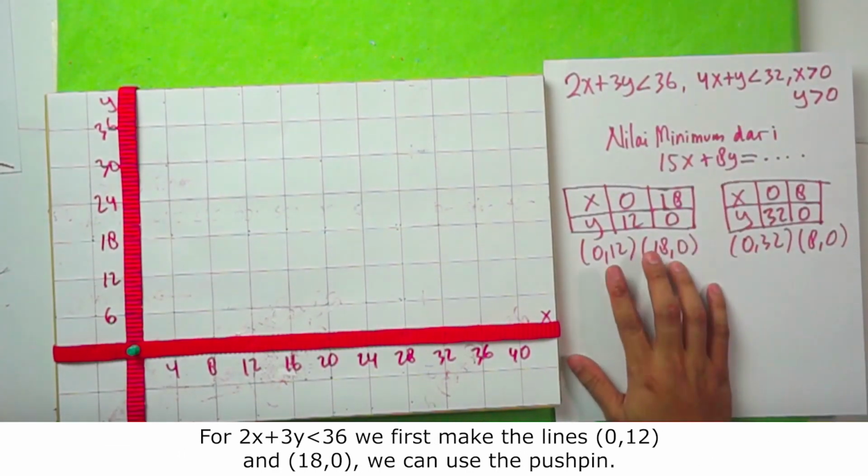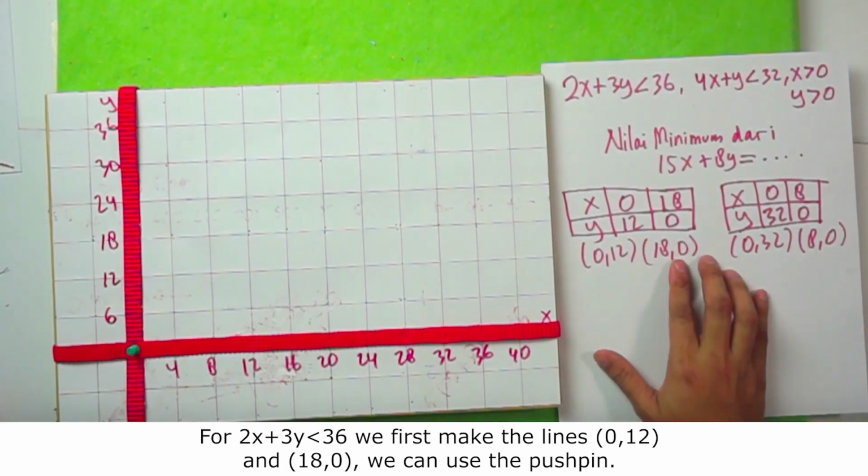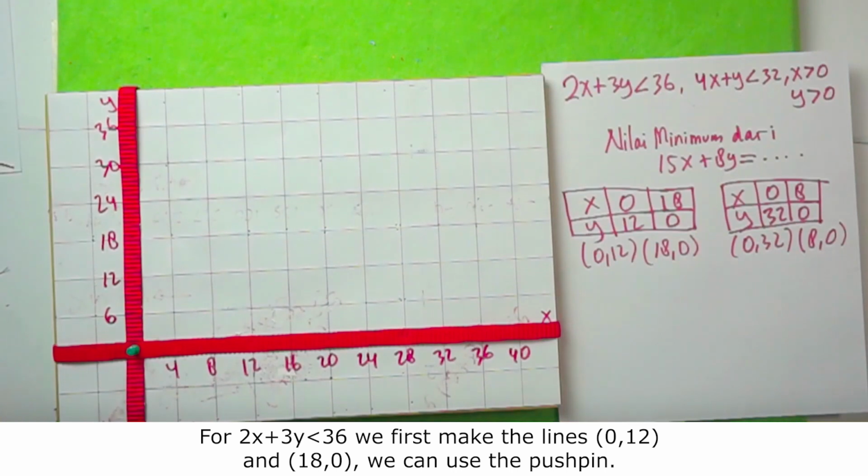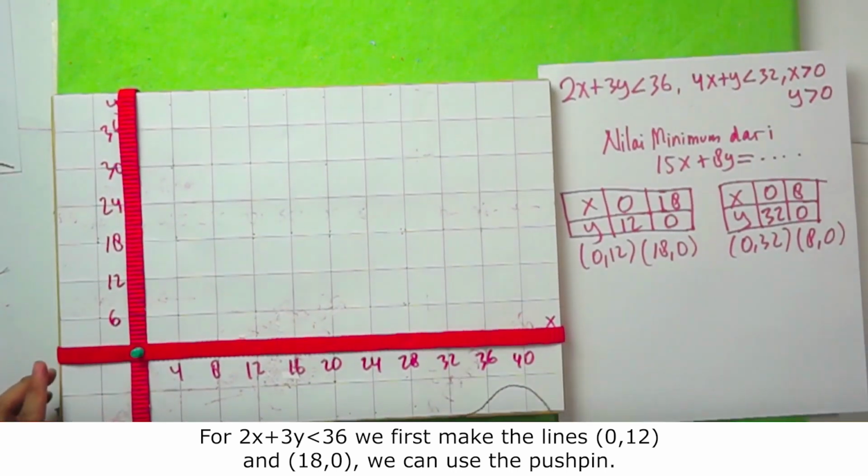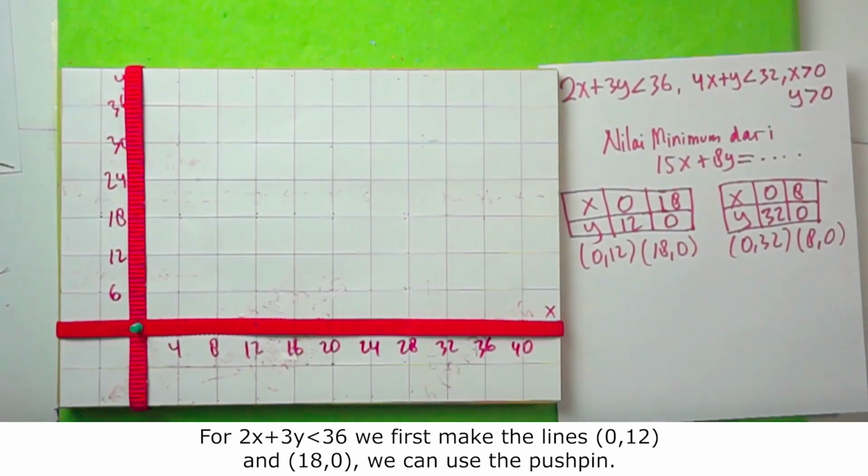For 2x plus 3y less than 36, firstly, we make the lines 0, 12, and 18, 0. We can use the push pin.